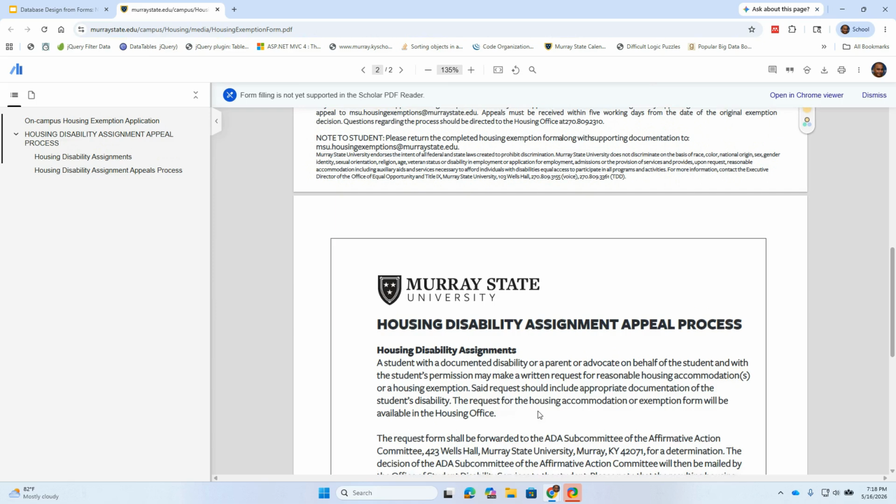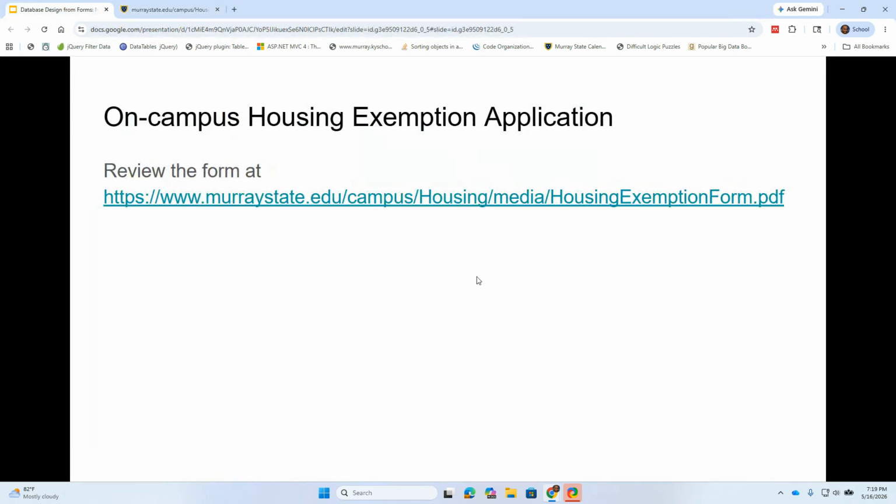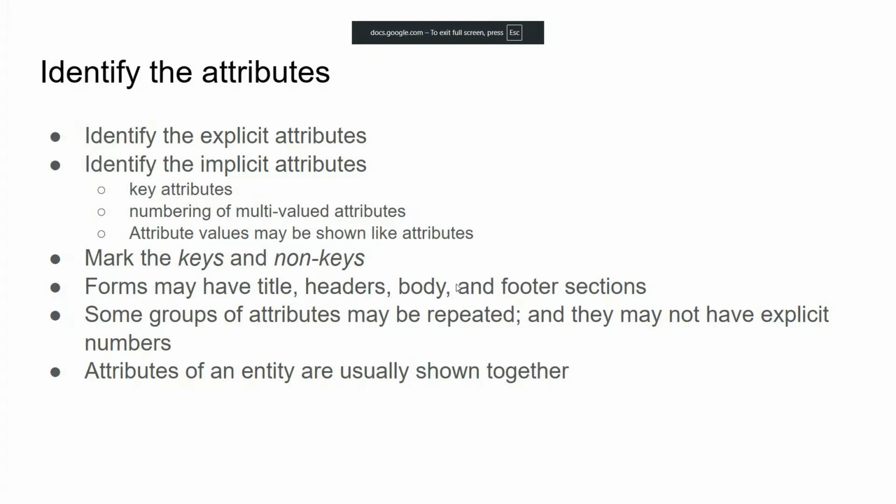So all this information has to be somehow stored in some sort of a structured table. That structured table must have a structure such that there is no redundancy in the data, and that's why coming up with a good normalized database is important. With that kind of a form, you want to identify attributes. When I talk about attributes, a lot of times there are explicit attributes that are already shown on the form and which are easy to identify most of the time.